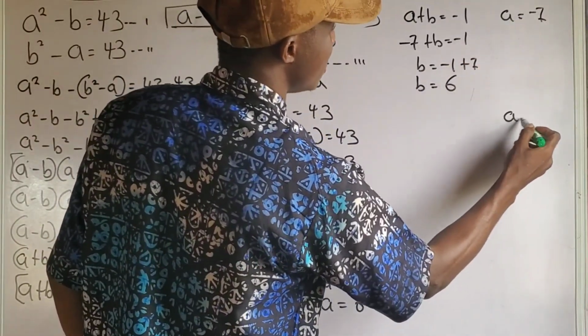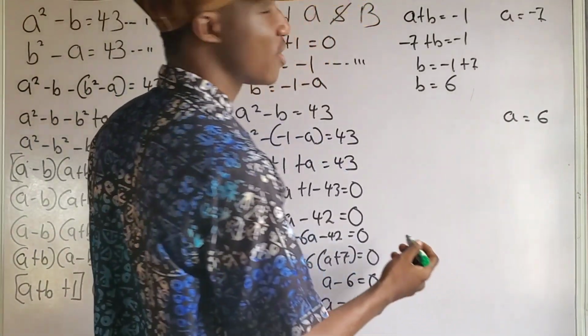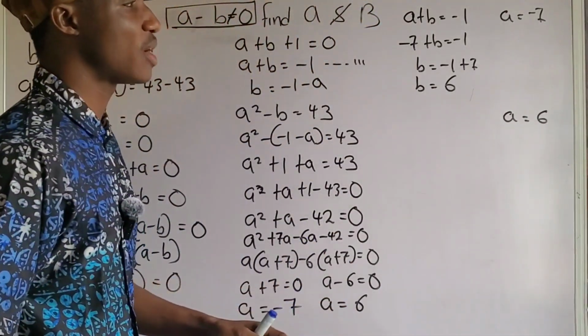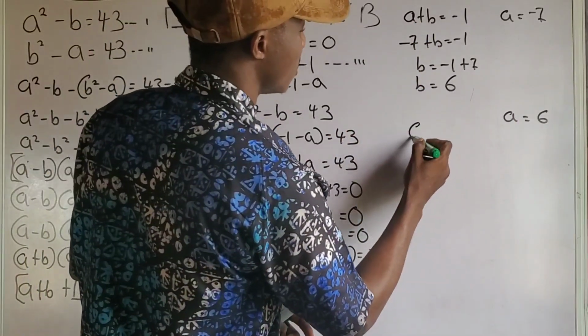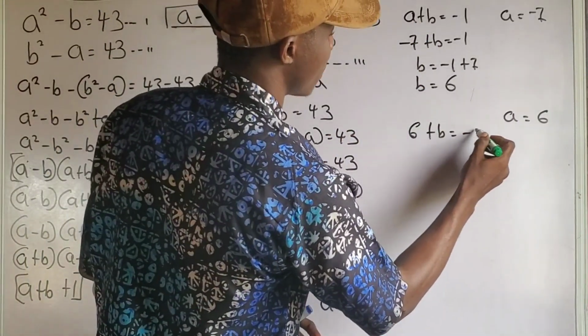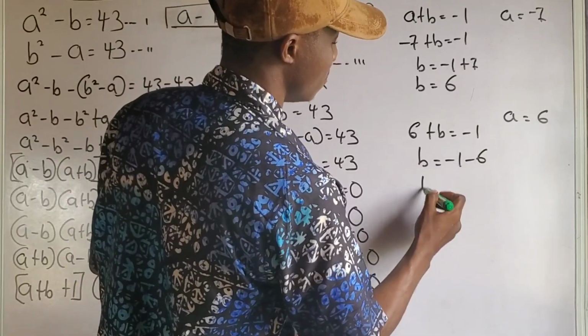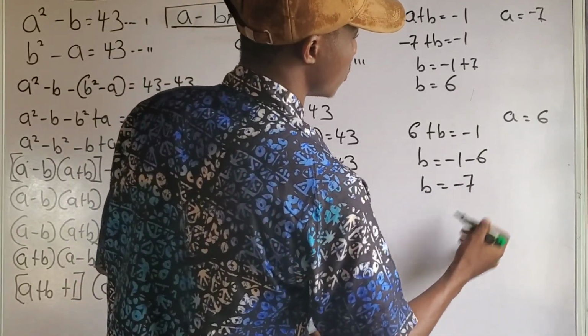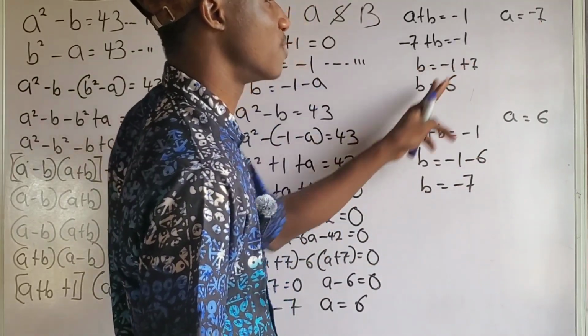Now, when a is 6, what will be the value of b? Just substitute the value of a as 6 into this equation. So I'm going to have 6 plus b equals minus 1. Okay, b equals negative 1 minus 6. b equals negative 7. So when a is 6, b is negative 7. And when a is negative 7, b is 6.